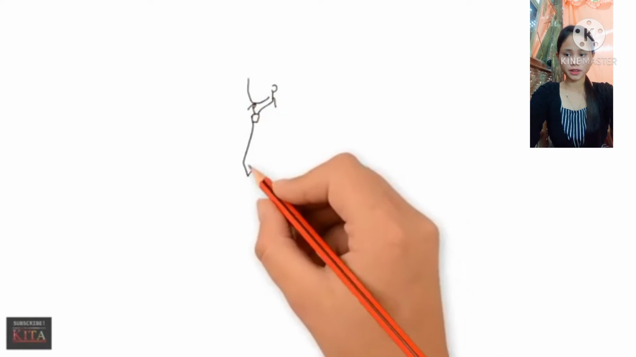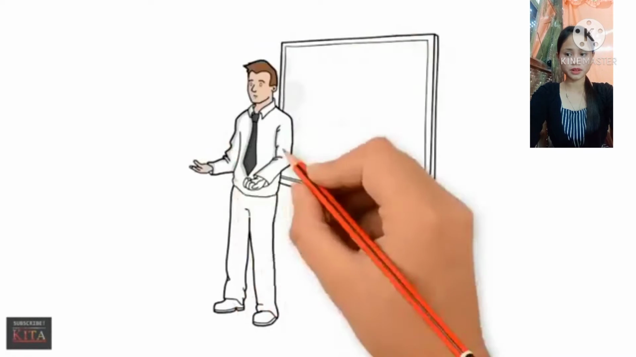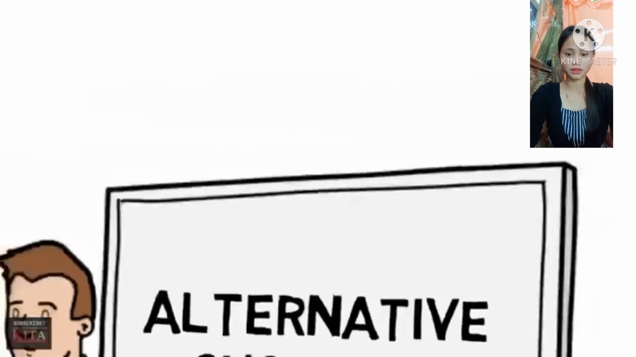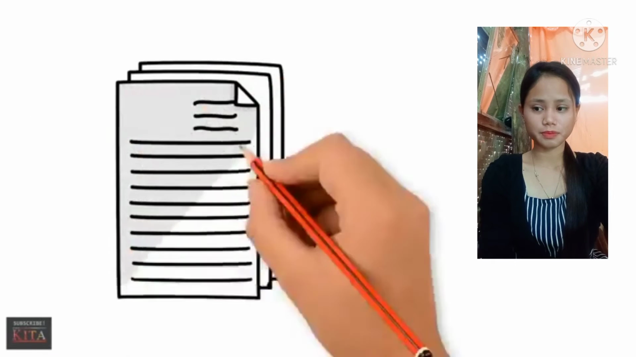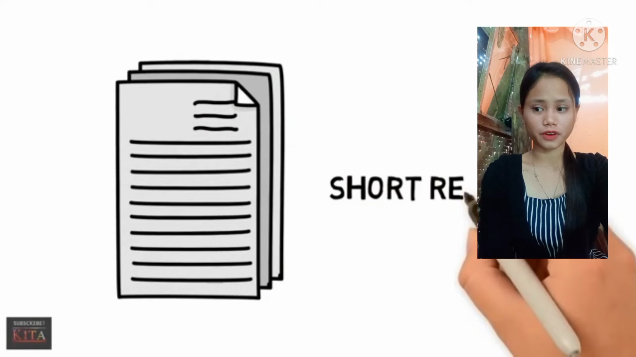So what do we do next? We suggest an alternative system. These can simply be possible plans as alternatives to the present arrangement. Next, prepare a short report. These documents communicate the findings of the whole phase.